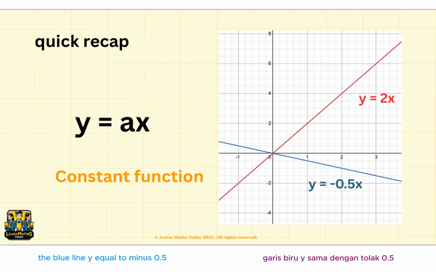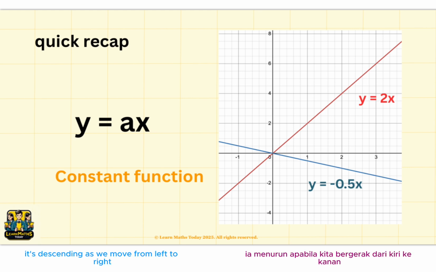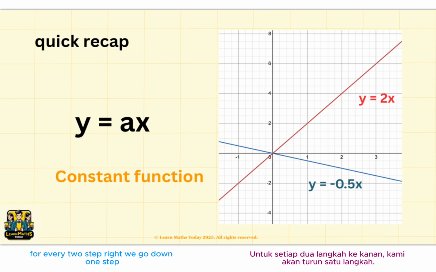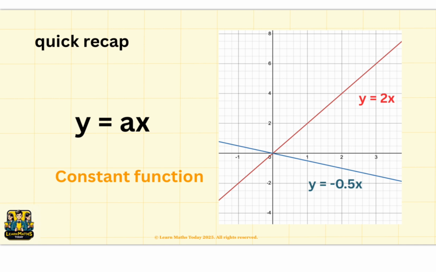The blue line y = -0.5x does the opposite. With a negative gradient, it's descending as we move from left to right. For every 2 steps right, we go down 1 step.